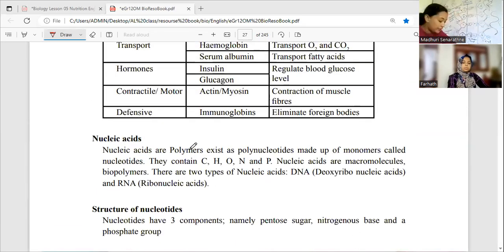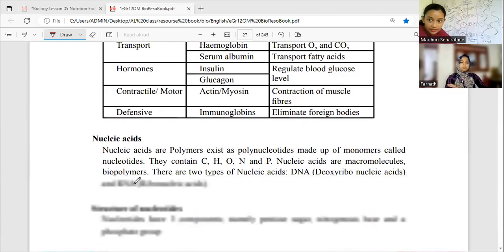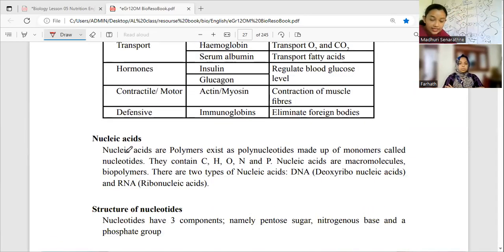Yes, our topic is nucleic acids. They are polymers. They exist as polynucleotides. In the case of nucleic acids, we name these polymers as polynucleotides, made up of monomers called nucleotides. Everything you know. They contain C, H, O and P. Nucleic acids are macromolecules, and again polymers.